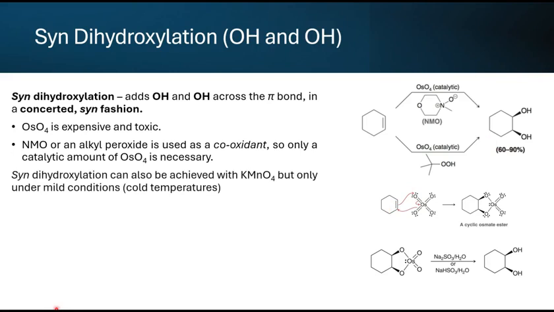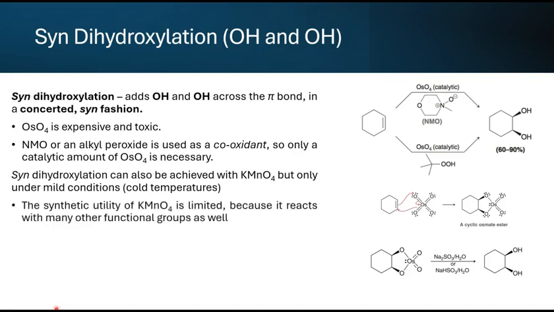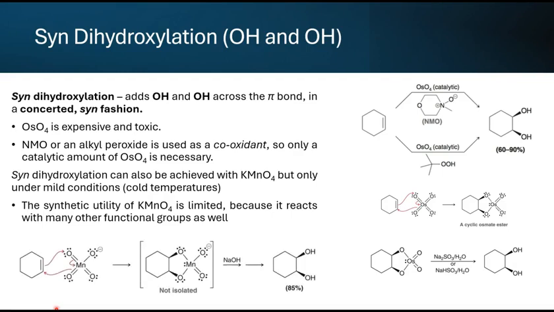This can also be achieved with the use of potassium permanganate, but only under mild conditions, or cold temperatures. The synthetic utility of KMnO4 is limited because it reacts with many other functional groups as well. So here is an example using KMnO4, with the active species being the permanganate species. Again, it's a concerted mechanism. This is not isolated, it's a transition state, but in the presence of a base, we end up with the syn species.